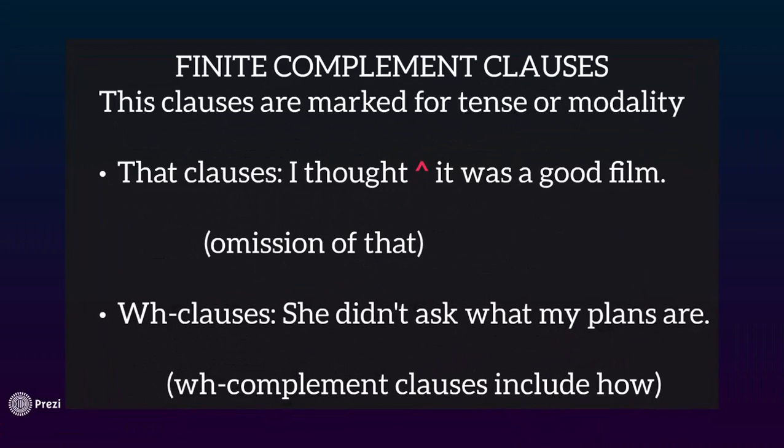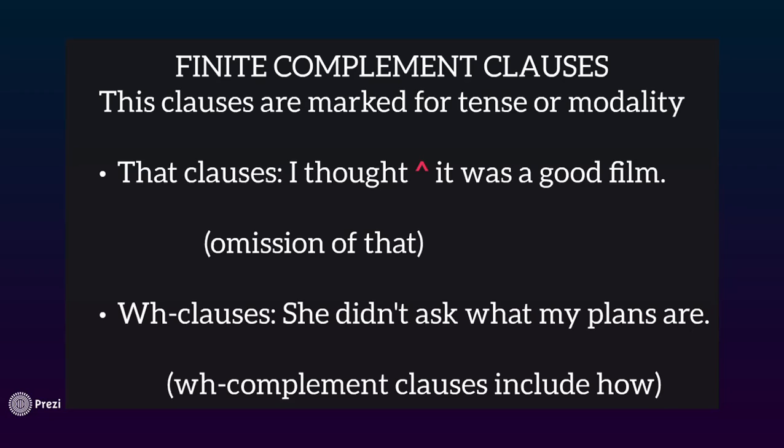The first type of complement clause we're going to mention is the finite complement clause. Remember that finite complement clauses are those clauses which are marked for tense or modality. Finite complement clauses controlled by verbs or adjectives can be that clauses and WH clauses. Within that complement clauses, sometimes the complementizer that can be omitted, as in the example, I thought it was a good film. Here, we can add the complementizer that, but we can remove it as well.